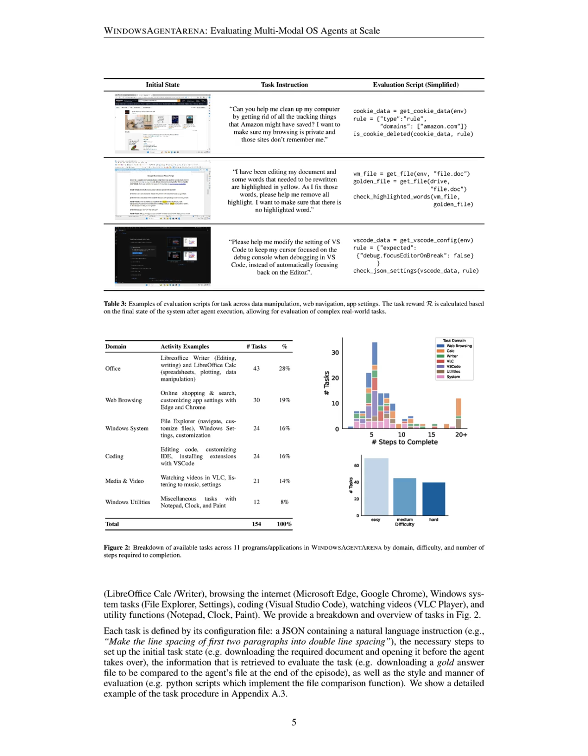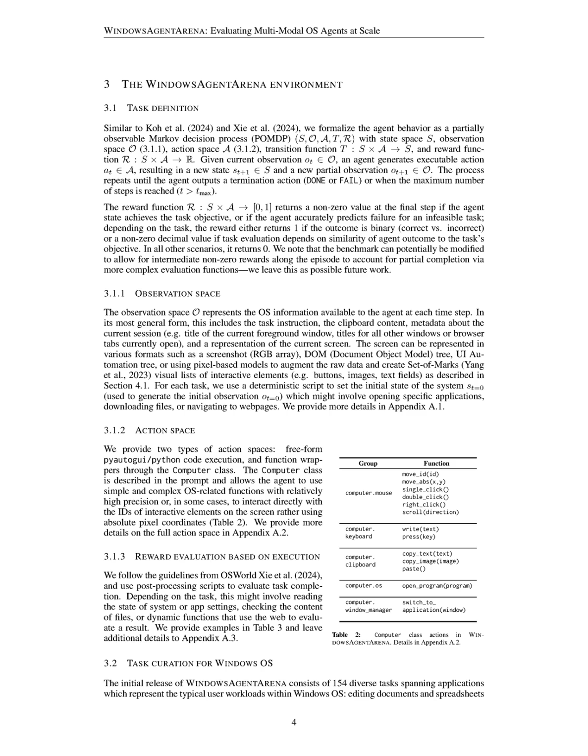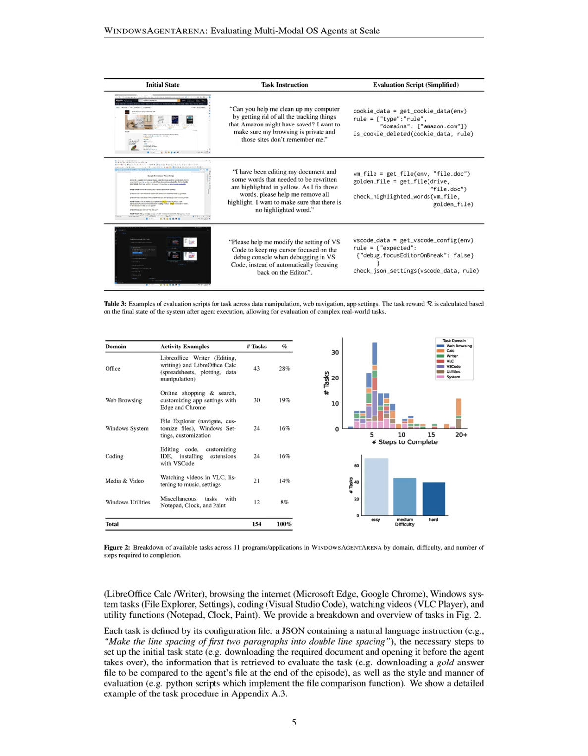One specific task from WINDOWSAGENTARENA involves editing a document in LibreOffice Writer, where the agent Navi is instructed to make the line spacing of the first two paragraphs into double-line spacing. To begin, Navi receives the task instruction along with the current state of the system, which includes the title of the active window and the content of the clipboard. The agent first sets up the initial state by opening the required document and ensuring it is ready for editing.